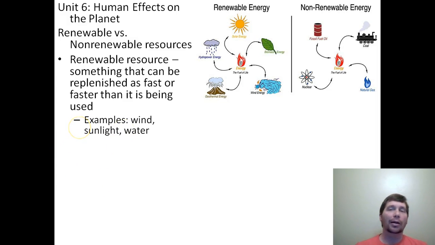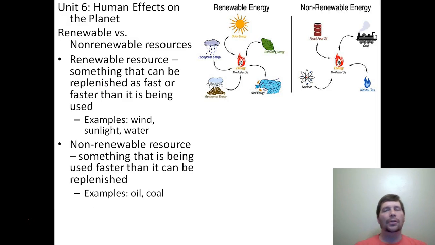We're never going to run out of water. Now, we can pollute water and make it so we can't drink it anymore, but the water that's on the planet has been here for 4 billion years. It's not going anywhere. So a renewable resource is something that you can't use up because it's being made faster than you're using it. The opposite of a renewable resource, of course, is a non-renewable resource. A non-renewable resource is something that you are using up faster than you're getting more of it.